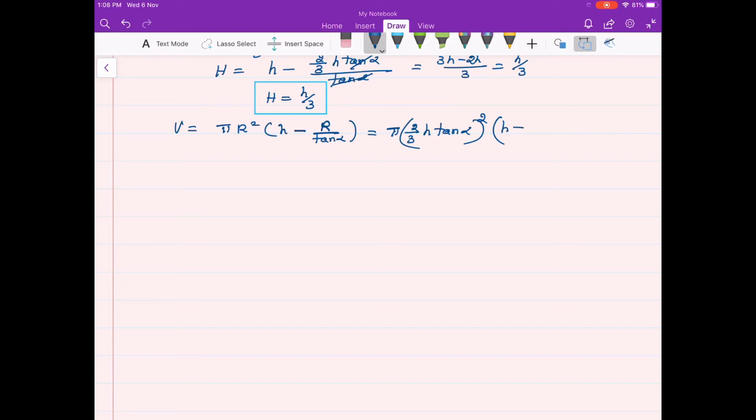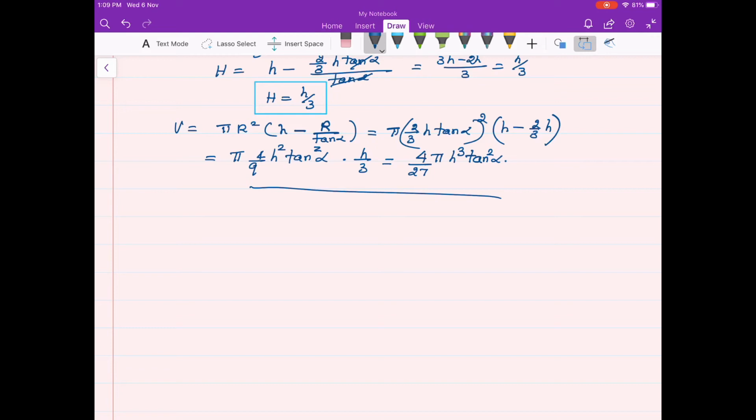H minus R by tan alpha is 2/3 H. Tan alpha will get cancelled. This is pi times 4/9 H square tan square alpha, and this will be H by 3. Therefore, the answer is 4/27 times pi H cube times tan square alpha. That is the answer to be proved.